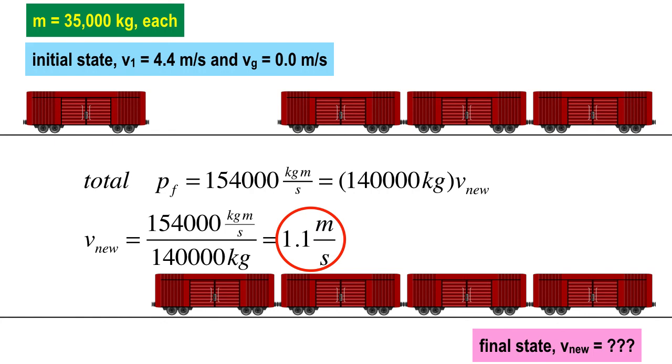Hey, I have a question for you. What's the final momentum of boxcar 1? 1.1 times 35,000. What's 1.1 times 35,000?